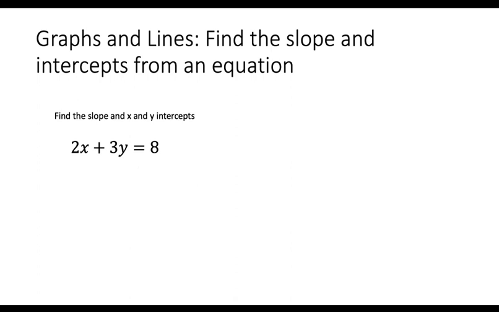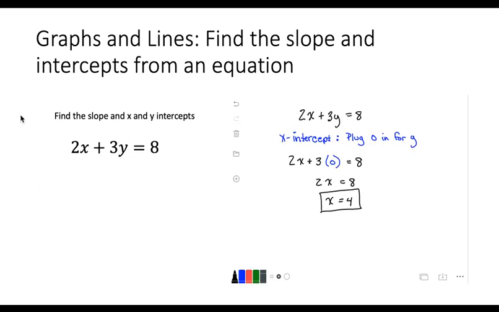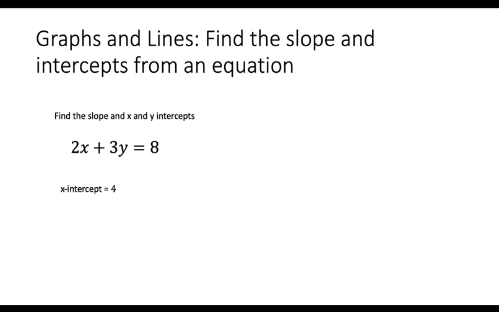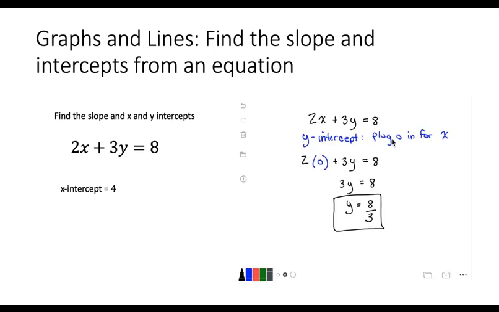Okay, and for the last example, I wanted to show you an equation that was not in slope-intercept form, and we're going to find the slope and the intercepts from this equation. I found the intercepts first. The first one I found was the x-intercept. Remember, when we're finding an x-intercept, we plug a 0 in for y. You can always pause this video and look at this equation to see how I got this. But 2x is equal to 8, which means x is equal to 4. So our x-intercept is 4. To find the y-intercept, remember we plug a 0 in for x. And when we plug a 0 in for x, we get 3y equals 8, or y equals 8/3. And so the y-intercept is 8/3.